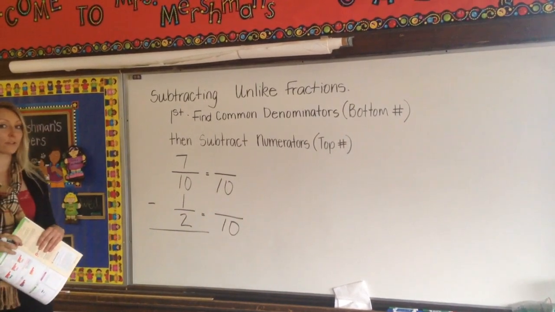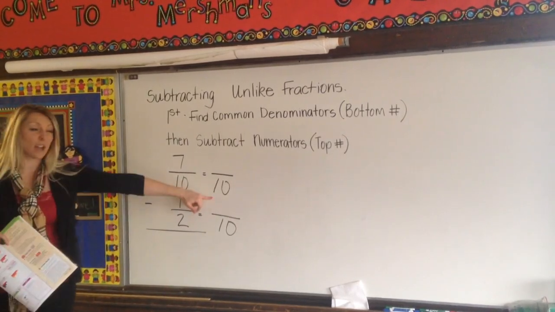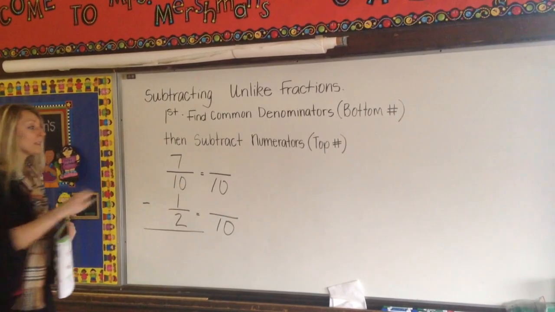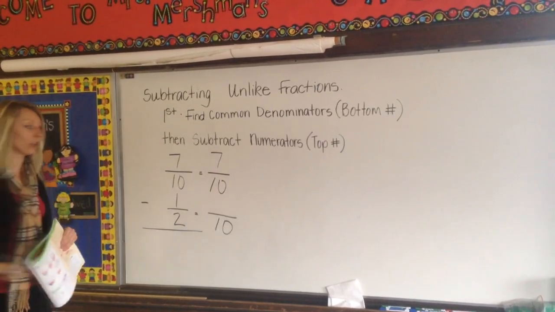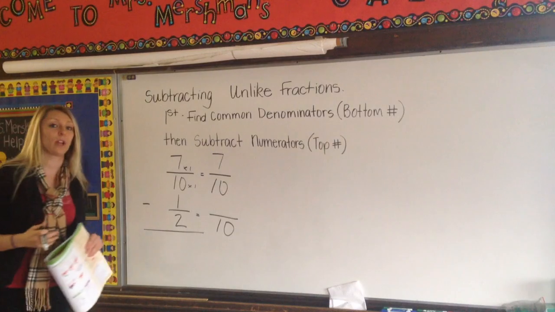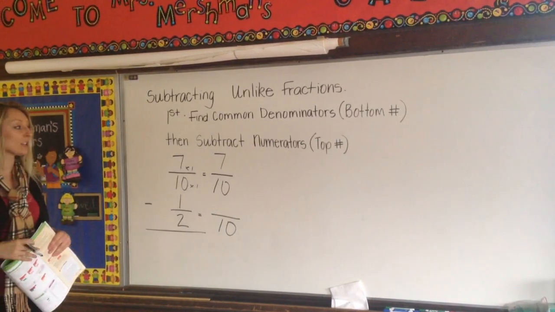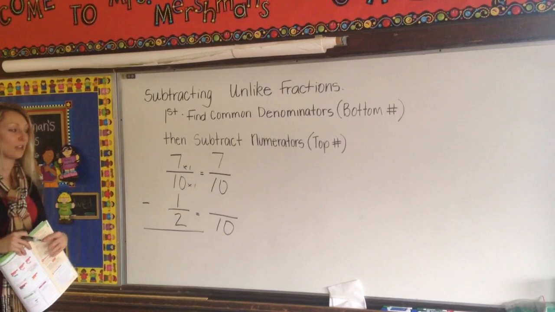Now, looking at the first fraction, 7/10, I notice that 10, my denominator, did not change, so I'm going to keep my numerator the same. Really what's happening here is you're multiplying each one of these times 1. Anytime you multiply by 1, it's itself, so I can keep 7/10 as 7/10. I don't have to change anything.